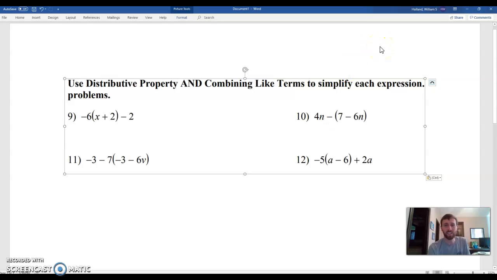So guys, today we're going to take a look at equivalent expressions using the distributive property and combining like terms. We've talked about this a little bit, but what I want to talk to you about today is just a quick review of like terms and the distributive property.